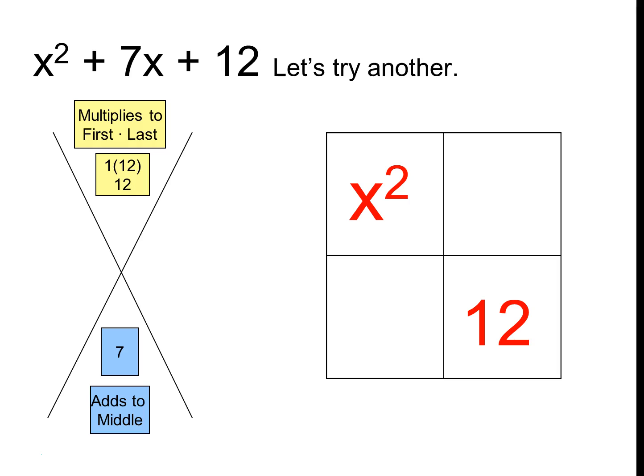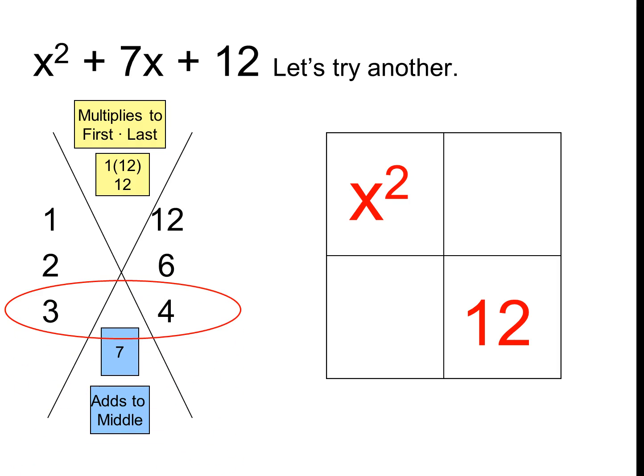Oh, okay. So, again, you're going to get so good at this, you're going to know it, but I'm going to show you what I would write. 1 times 12, 2 times 6, 3 times 4. Those are all the ways to get 12. Okay. Which one of those pairs adds up to 7? Well, that's easy. It's 3 and 4. Now, does it matter where I put 3 and 4? It does not.